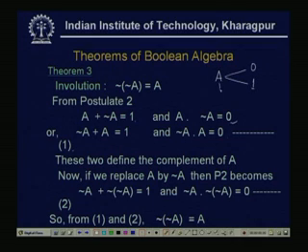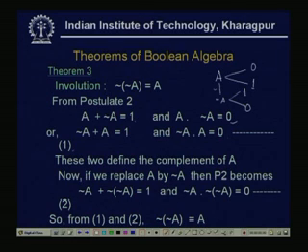Now, if I take the complement, then I will be taking negation A, and what will be the values? If A is 0, then negation A is 1. If A is 1, then negation A is 0. That means if A is a Boolean variable, negation A is also a Boolean variable. So, I can easily replace A by negation A.